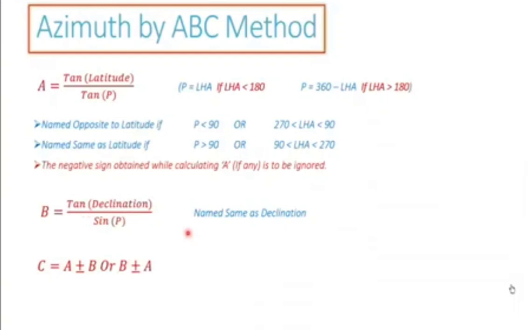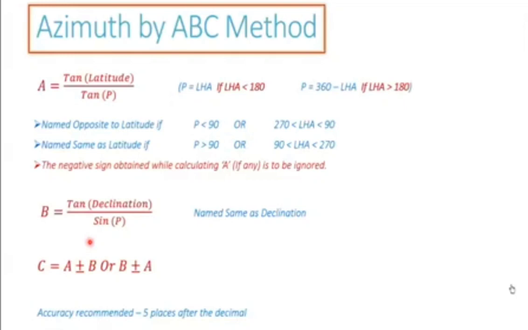So once you calculate A as well as B, now you can combine them to obtain the value of C. Now how do you combine them? C is obtained either by A plus minus B or B plus minus A. Now which of these is to be used in a particular scenario? If the value of A and B is of the same name, we have named both of these factors. A is named basis this criteria, opposite to latitude or same as latitude. B is also named same as declination. So if you find that both A and B are of the same names, you add them and obtain the value of C.